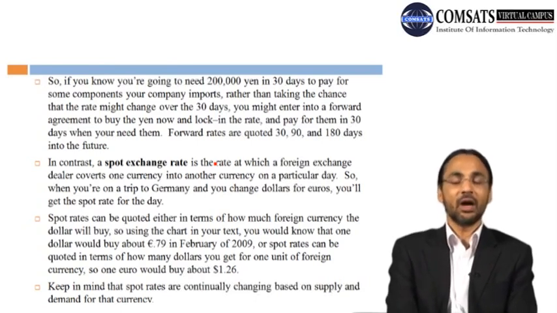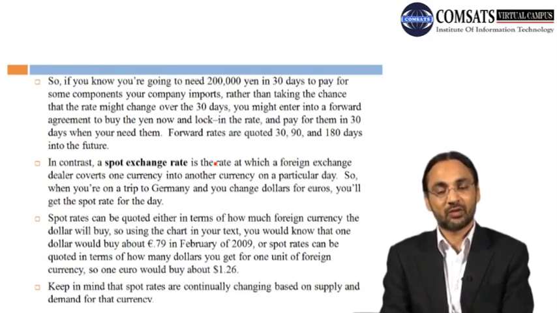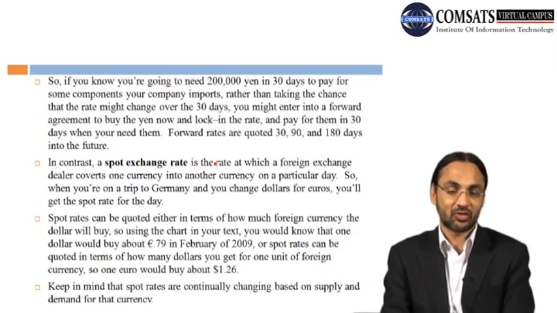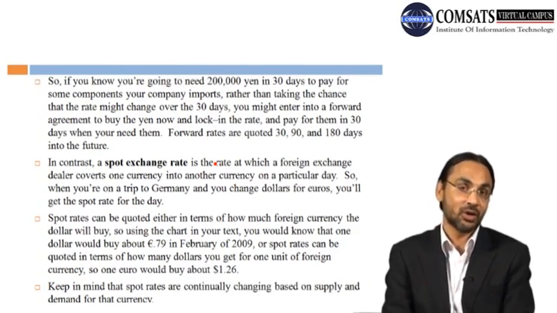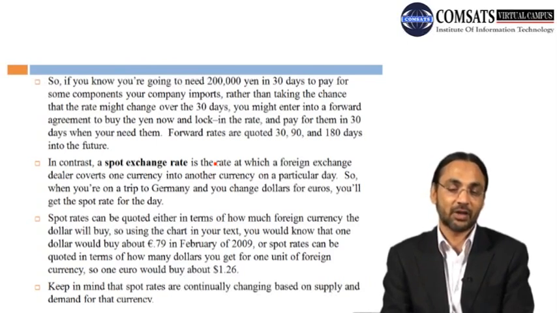I mean, rather than you have to wait for when this currency is going to change, and take a risk that this rate might come down, but there is a possibility that this rate can come up and you will be in big trouble, you will lose a lot. So what they do, you might enter into a forward agreement. This is called a forward agreement, to buy the yen now and lock the rate, and you have to fix that rate for after 30 days.